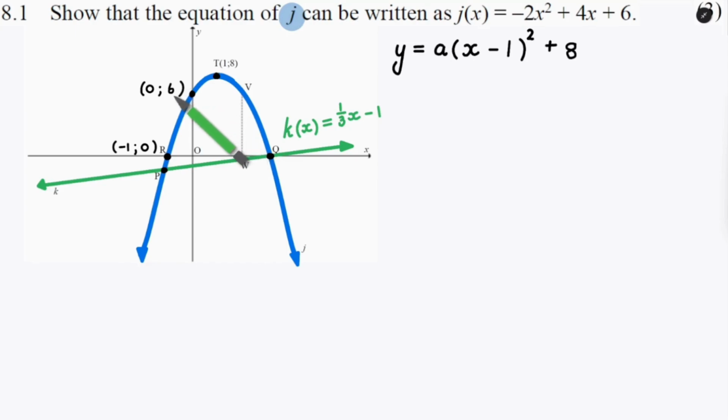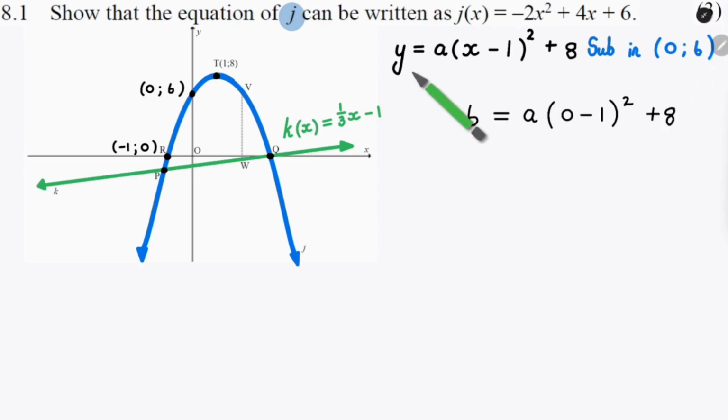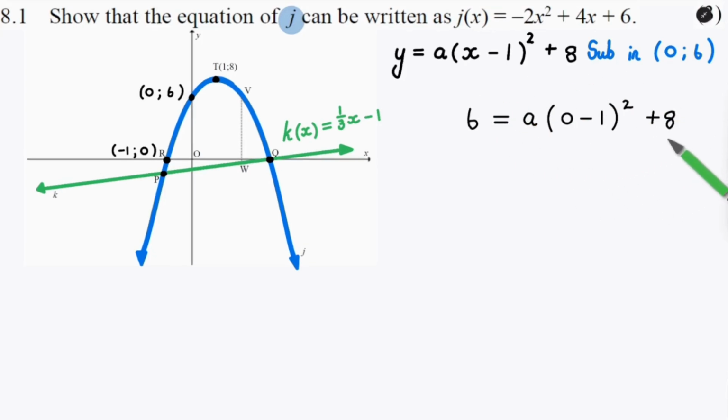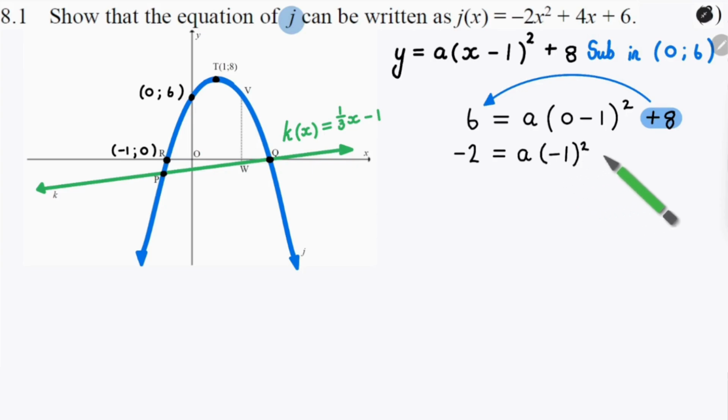So I'm going to choose the y-intercept, and I'm going to sub it into my function. So when I sub it in, I just replace y with the 6. And I replace x with the 0, and then I work out a. First, we are going to move this positive 8 over to the other side of the equation. It becomes negative 8, and that will give us negative 2 on the left-hand side. And then on the right-hand side, that a can stay there. 0 minus 1 will just give me minus 1, and if I square that, it just gives me 1, and 1 times a is just a, so we get a to be negative 2.